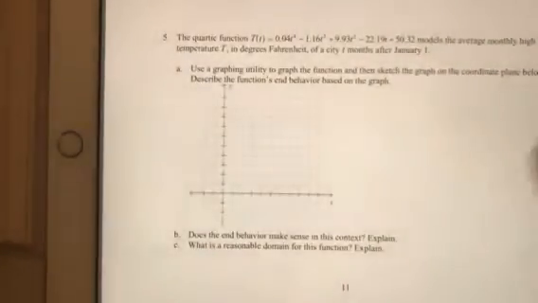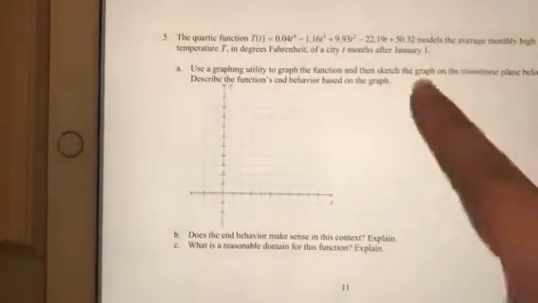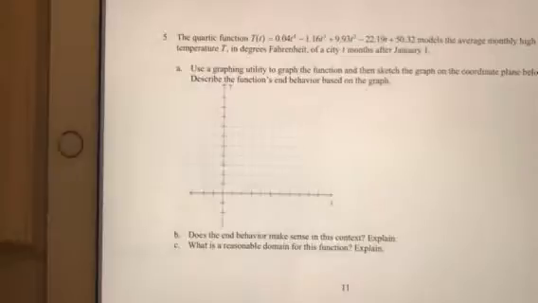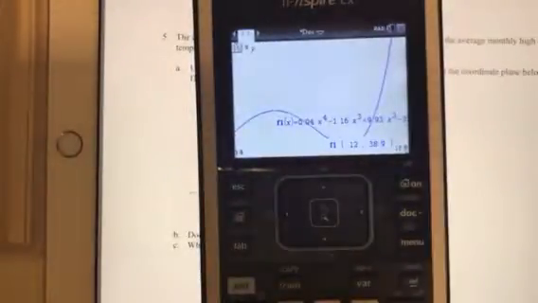So we looked at our graph. You can sketch it on here. That won't be a problem. Describe the end behaviors. We talked about that. Does the end behavior make sense in this context? Sure does. We've always kept within the Fahrenheit ranges of freezing or not freezing.